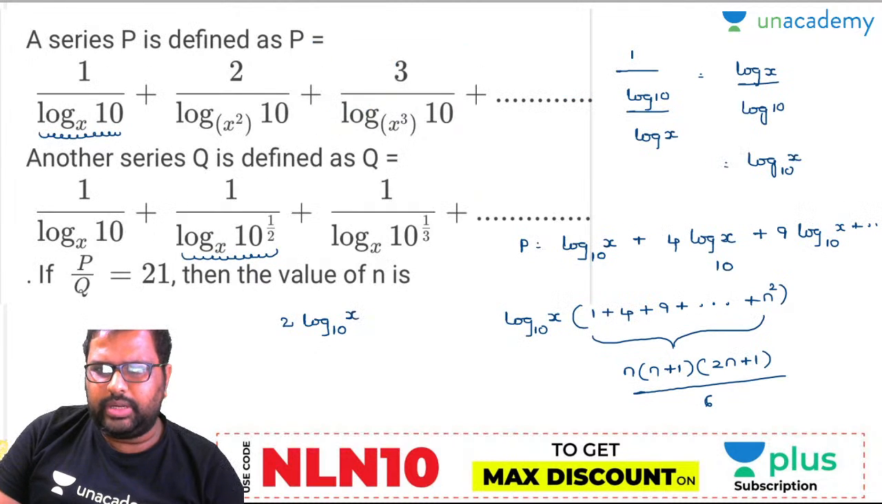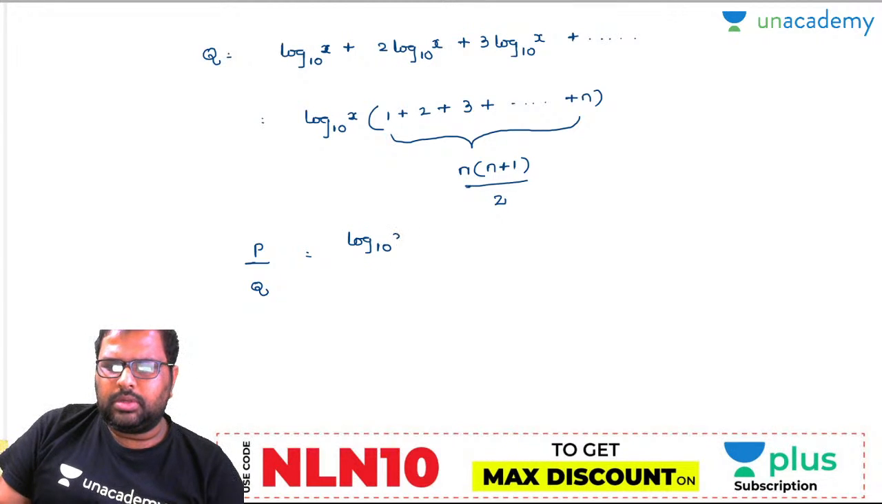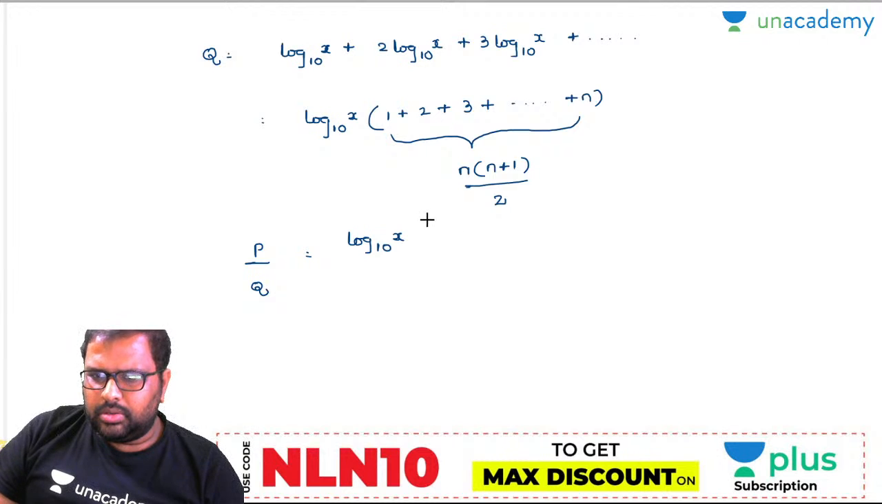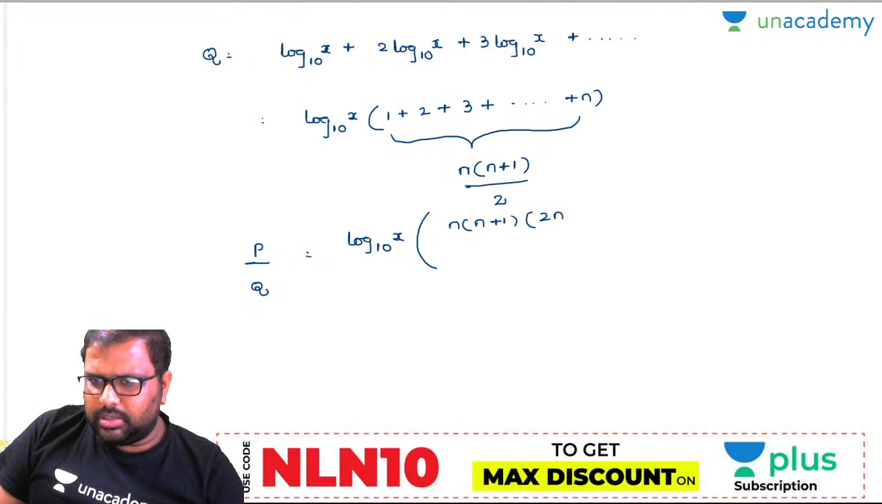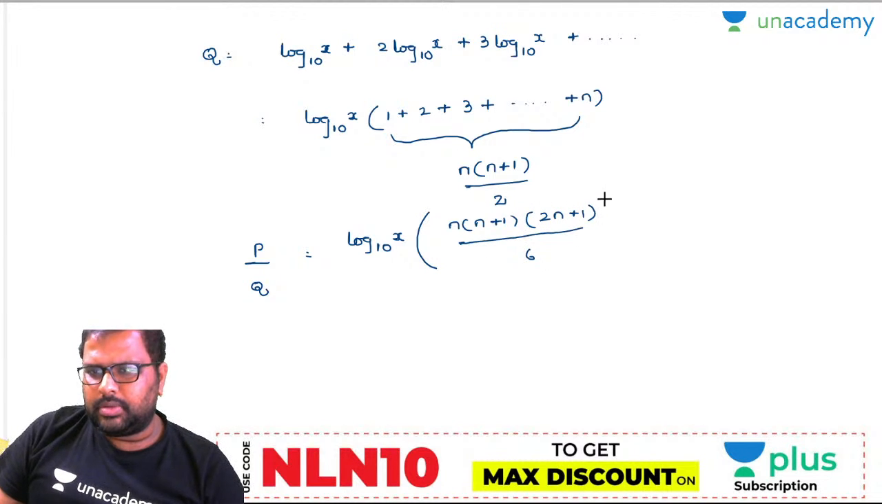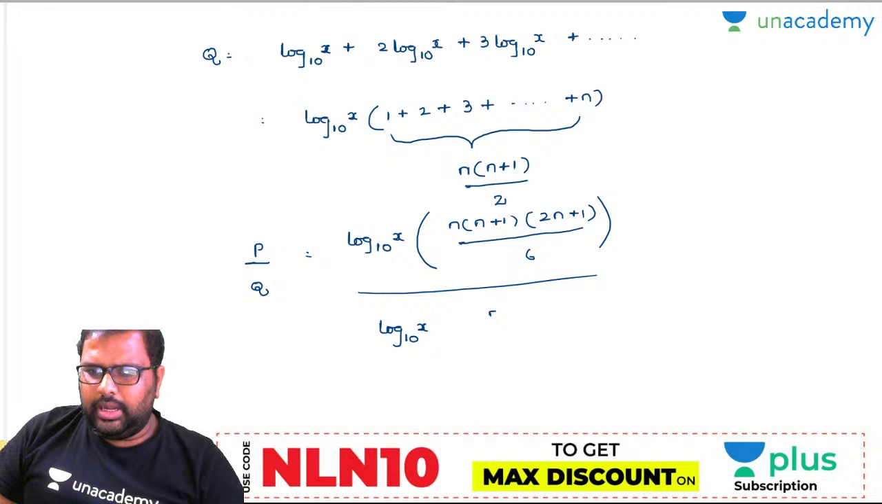And in the given question you are given P by Q. P by Q is 21, it seems. So P by Q is equal to log base 10 of x into n into n plus 1 into 2n plus 1 divided by 6, divided by log base 10 of x into n into n plus 1 by 2. Is this the question asked?